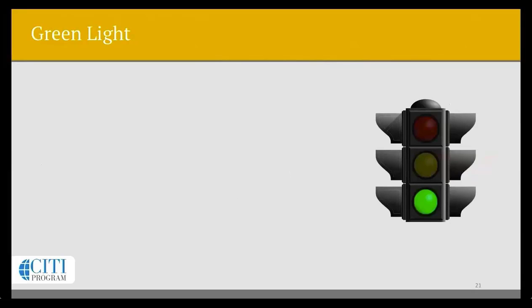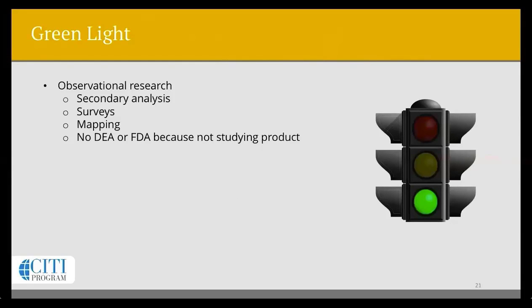Green light, what can you do? Here's the good news. So you can do observational research, secondary analysis, surveys, mapping, and you don't need DEA or FDA approval because you're not studying the product.